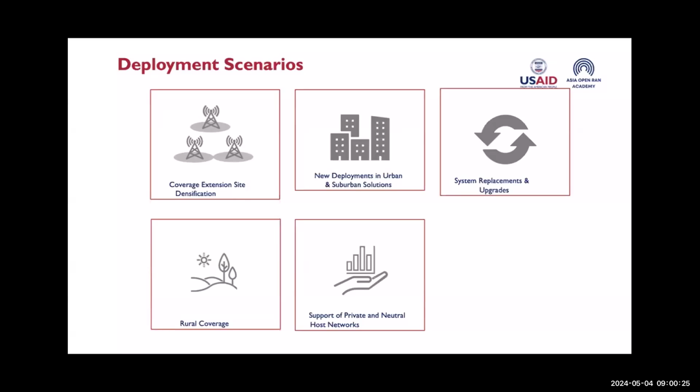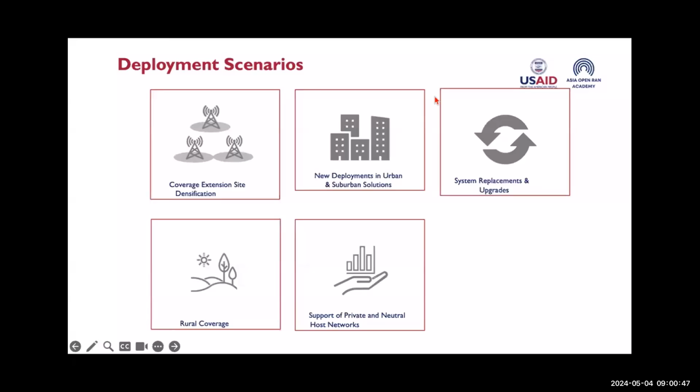So we can use that now. Instead of building a tower and then installing a lot of radios from different operators, you can use a single tower and a single radio access network, and then operators can share the existing RAN facilities. Okay, so these are the deployment scenarios.